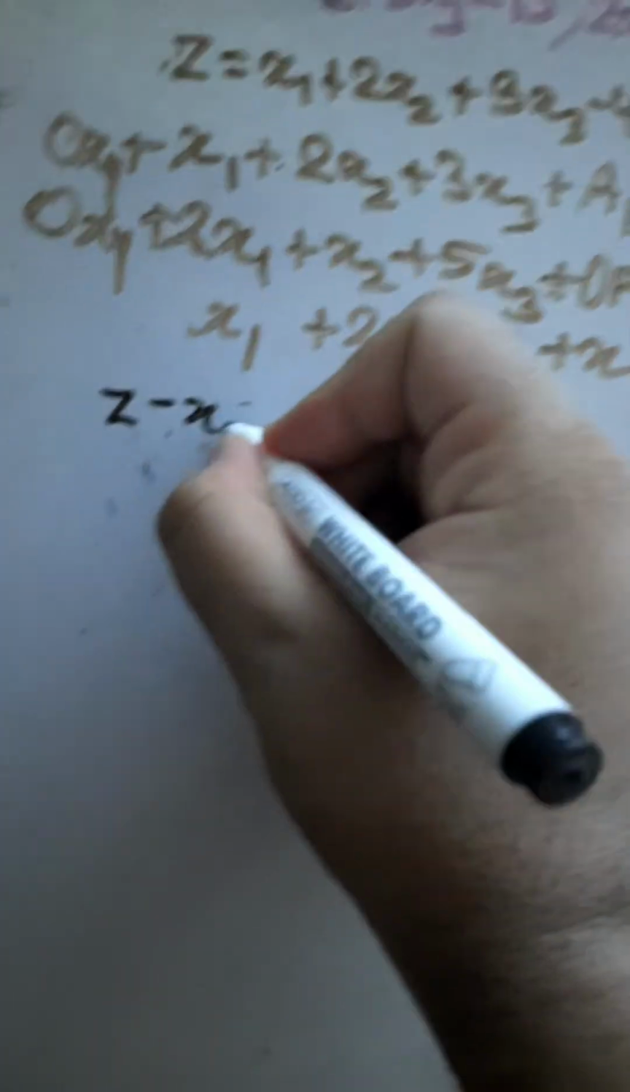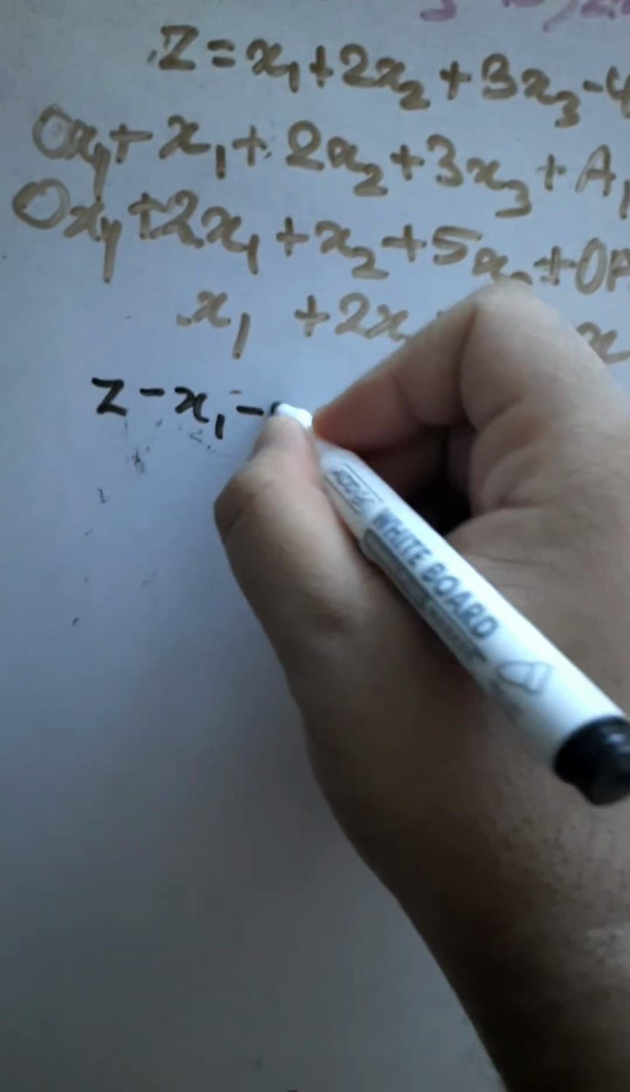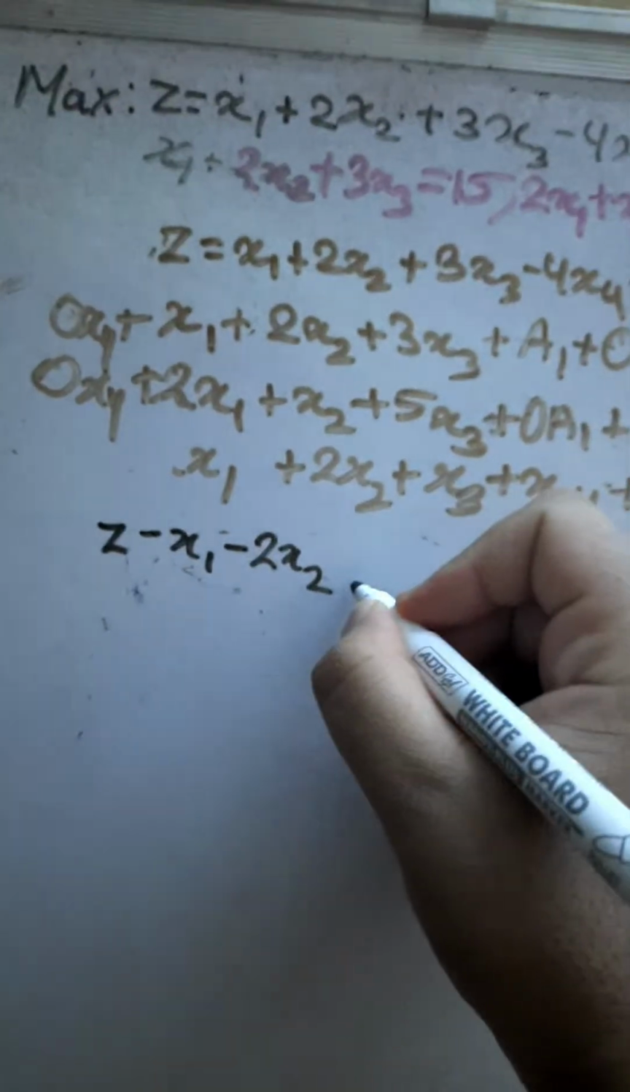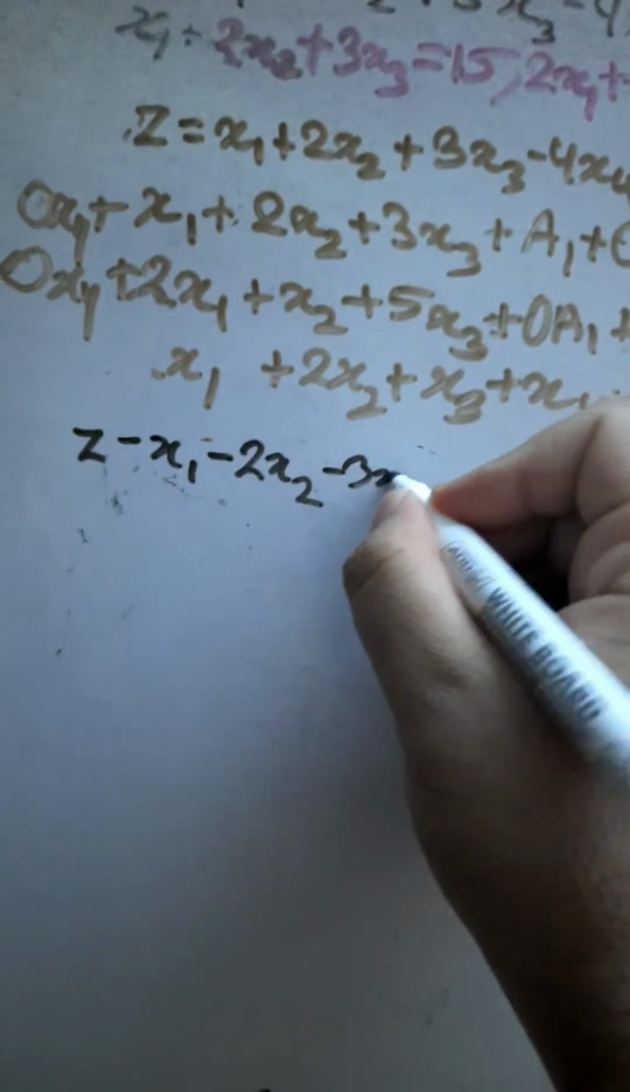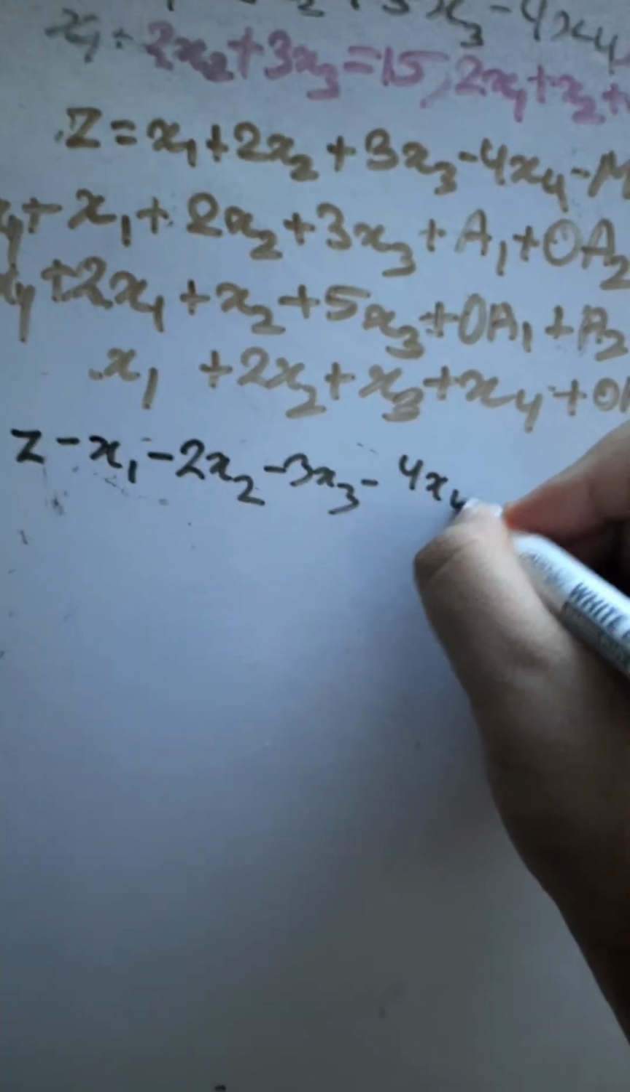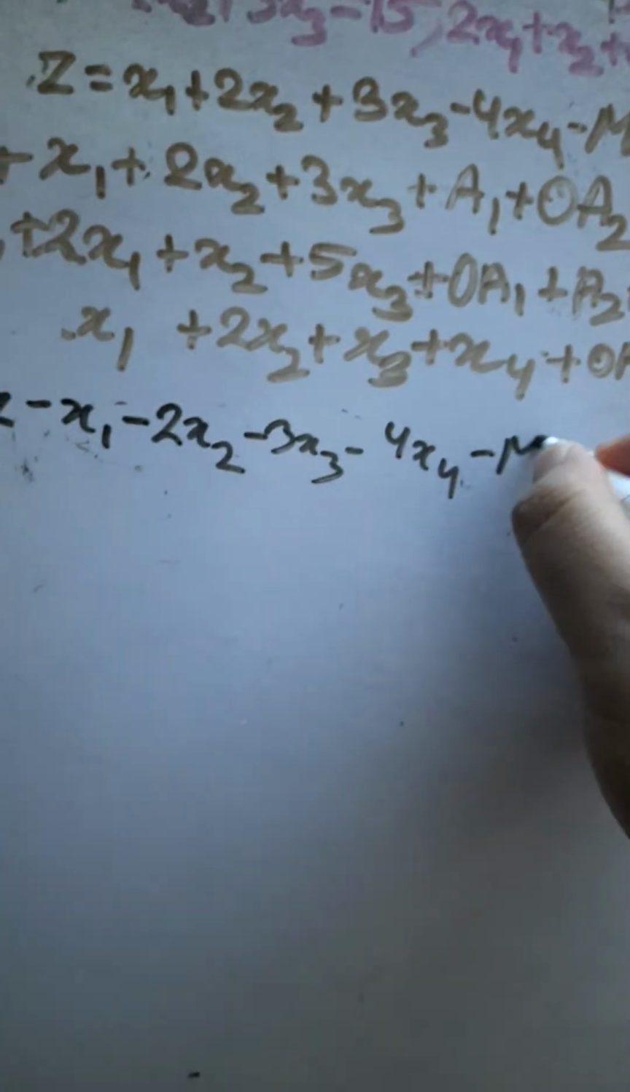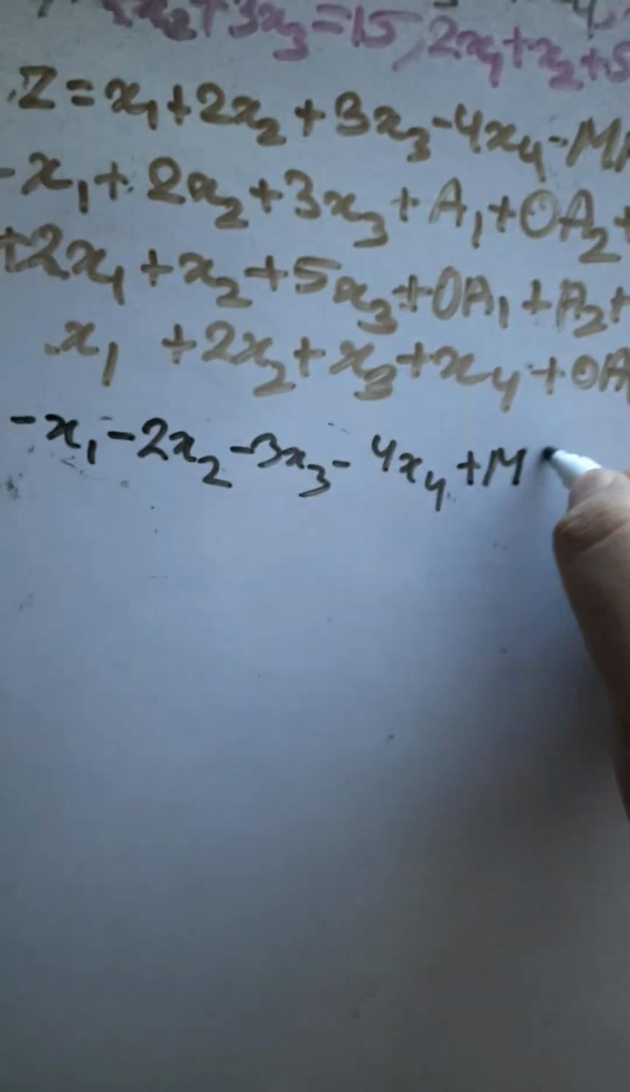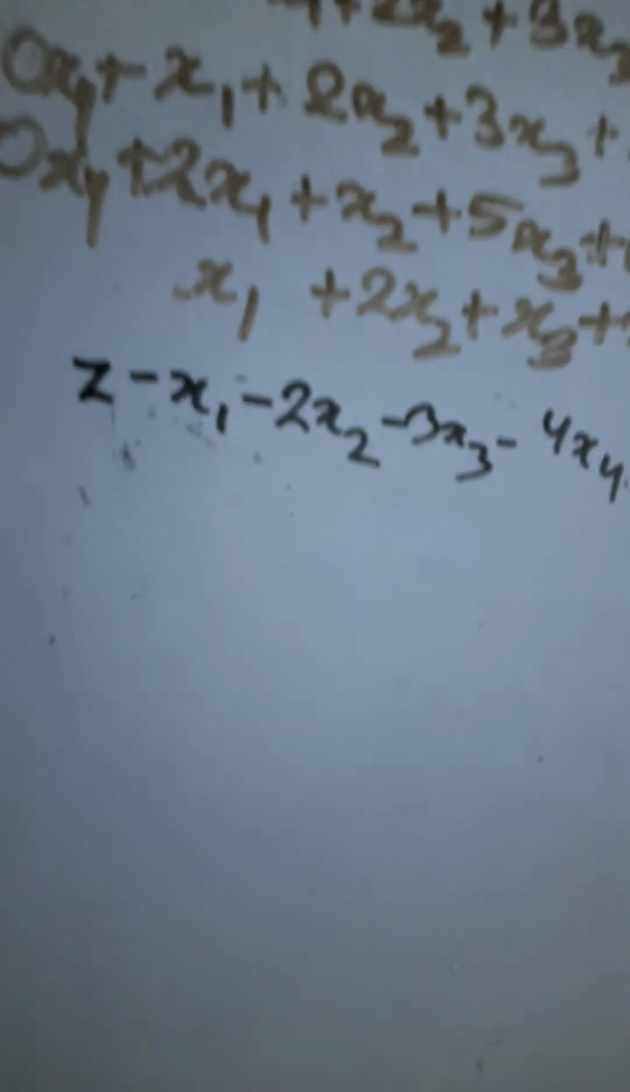Z minus x1 plus minus 2x2 minus 3x3 minus 4x4 minus plus m. Wait a second. This will be plus m or minus m? Tell me in the comments. Yeah, this will be minus m because it transposed here, right? Minus m.